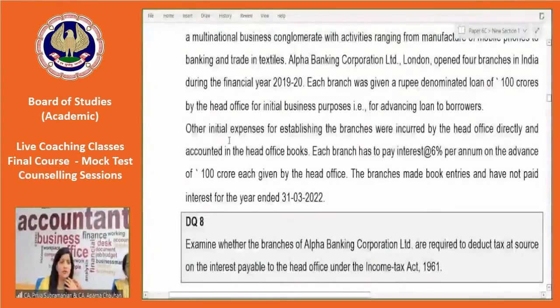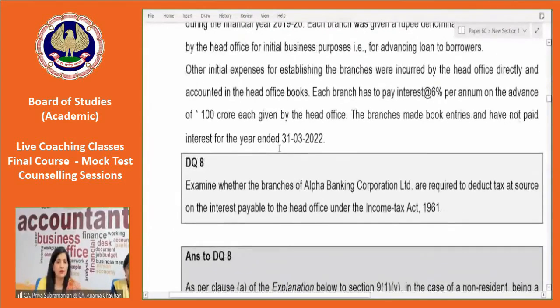Other information given is that other initial expenses for establishing the branches were incurred by the head office directly and accounted in the head office books. Now the branch, whatever they have borrowed in the form of the rupee-denominated loan, has to pay interest at the rate of 6% per annum on the advance of 100 crore. The branches made book entries and have not paid the interest for the year ended 31/3/2022. They have not paid, but it is still an amount payable.